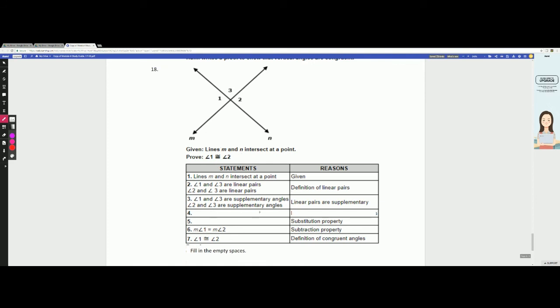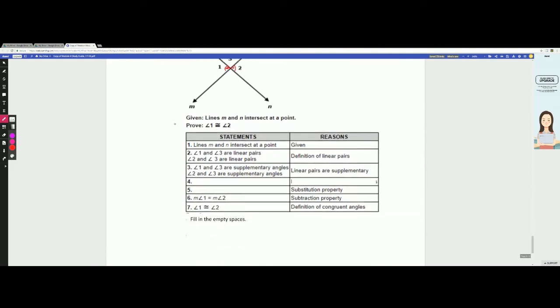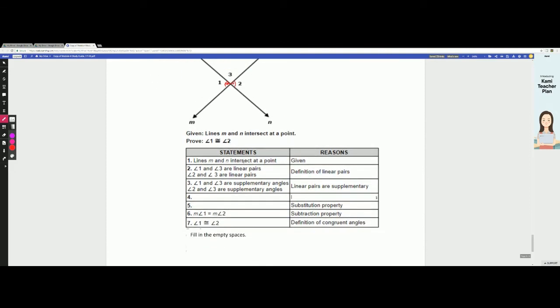Vertical angles are congruent. So this one is actually straight out of, I think, your homework. I want you guys to see what we got here. We're trying to prove that angle 1 equals angle 2. We're trying to prove that this guy is this guy, okay, that they are the same, okay? We're actually proving the vertical angle postulate right now, okay? So, lines M and N intersect at a point, that's given. Angle 1 and 3 are linear pairs, that's right. All right, these guys share 180 degrees, okay?